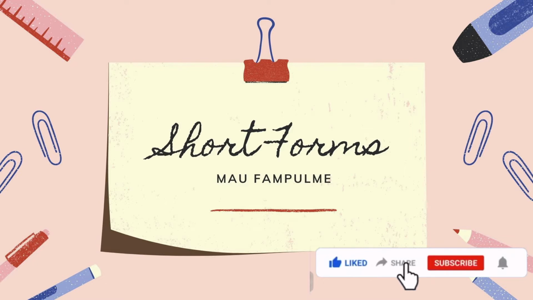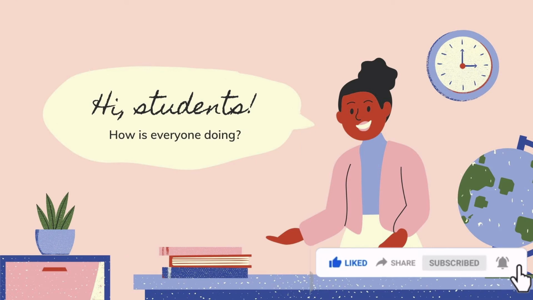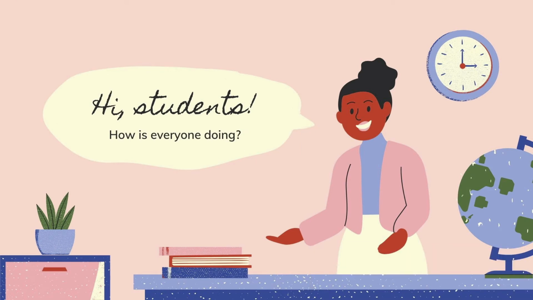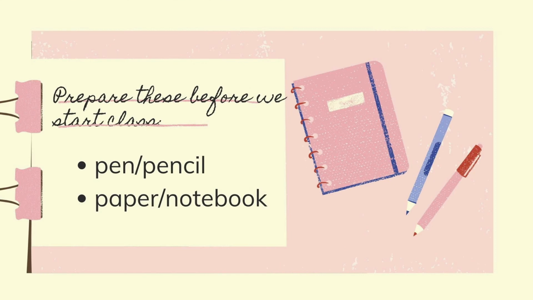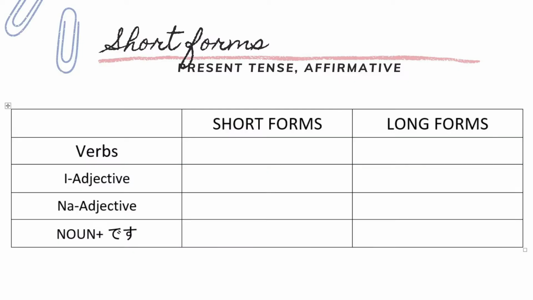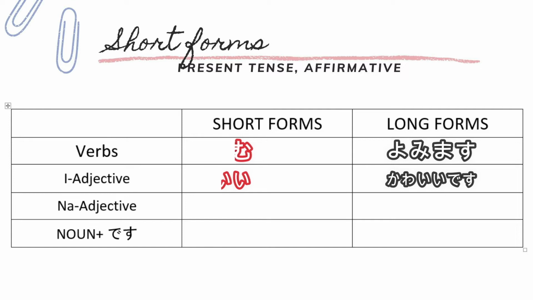In this video, we will be discussing short forms. In the first part of the video, I will show you how to conjugate the verb, i-adjective, na-adjective, and noun into the short forms. For verbs and i-adjectives in the affirmative, they are the same as their dictionary forms.